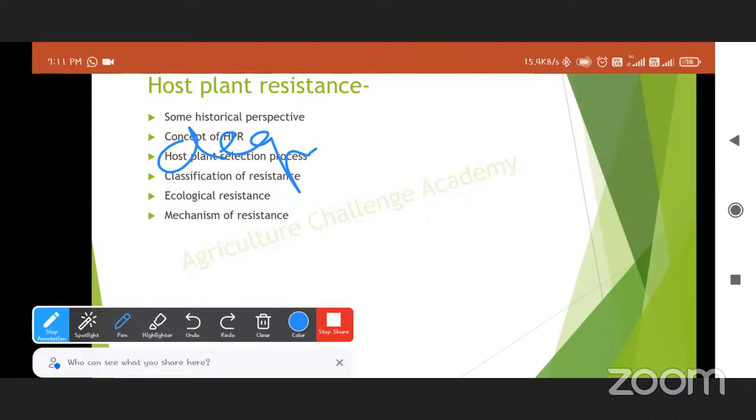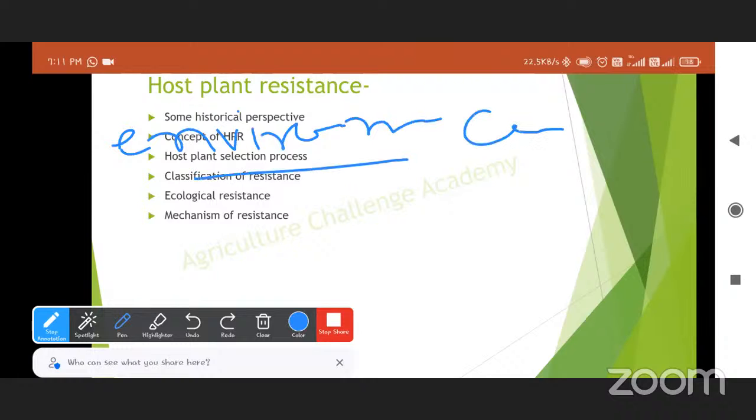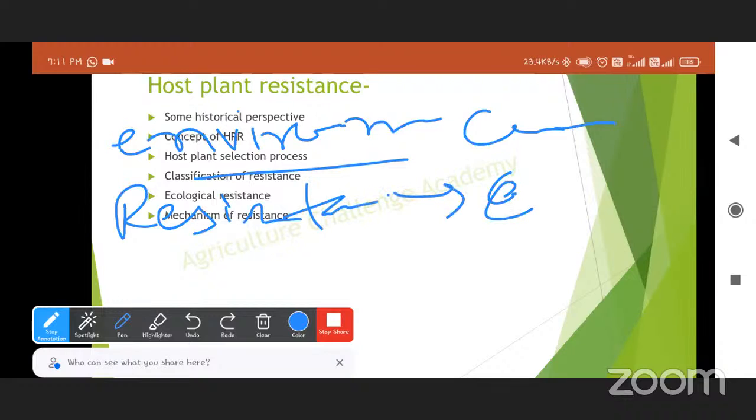In the whole definition you can see there is no mention of environmental conditions. So later scientists refined the definition, and you know well that resistance can be affected by environmental conditions too.